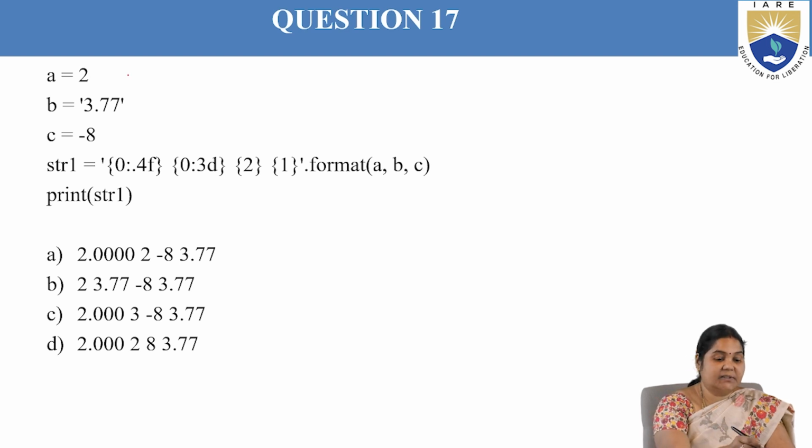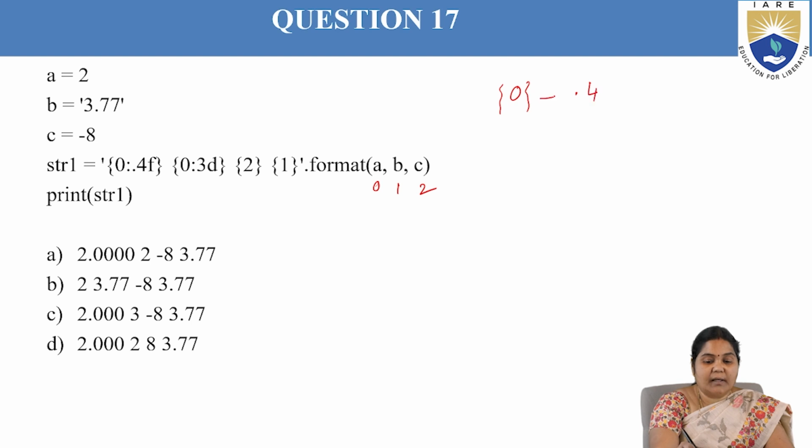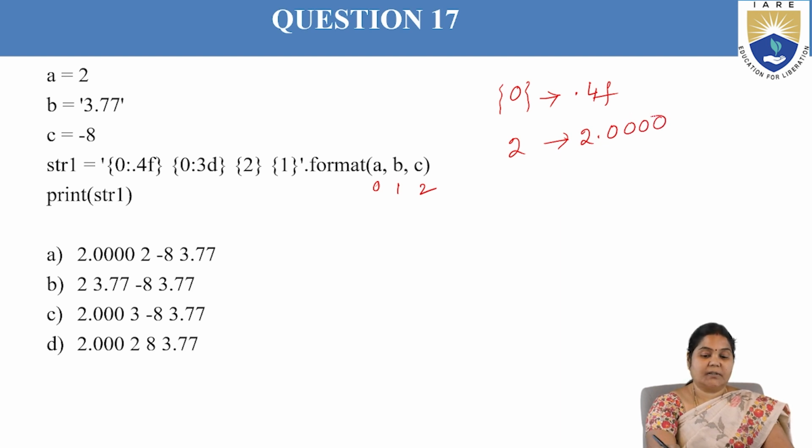Let us understand. A is equal to 2, B is equal to 3.77, C is equal to -8. Now, you have to form a string based on this format. This is the zeroth argument, this is the first argument, this is the second argument. For the zeroth argument, what is given? 0.4f is given, meaning after the decimal, 4 places. The zeroth argument value is 2. So 2 becomes 2.0000, a float with 4 places after the decimal.